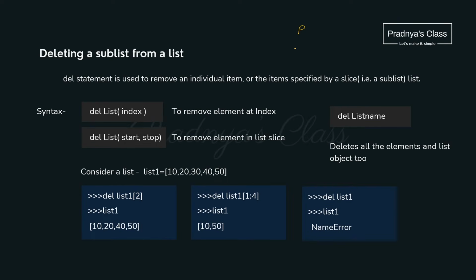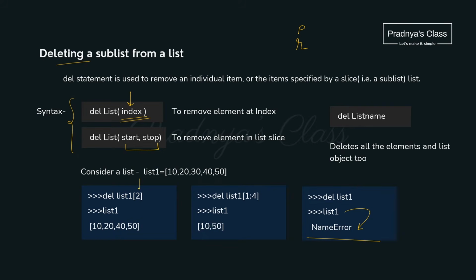Along with the pop method and remove method, we have one more option, that is the del statement. Look at the syntax. It is a statement, not a function and not a method. The advantage of using del is we can remove the elements by specifying a range. With the del statement, we need to provide the index. If you want to delete a range, you mention the start and stop. If you don't mention anything, it will completely remove the elements along with that object. That's why when we try to print it, we get the exception NameError. It means the list one doesn't exist.